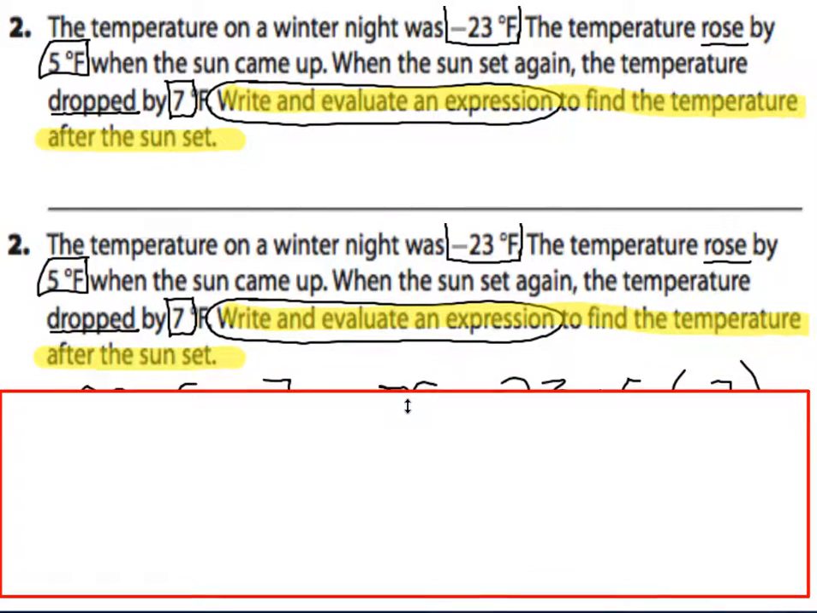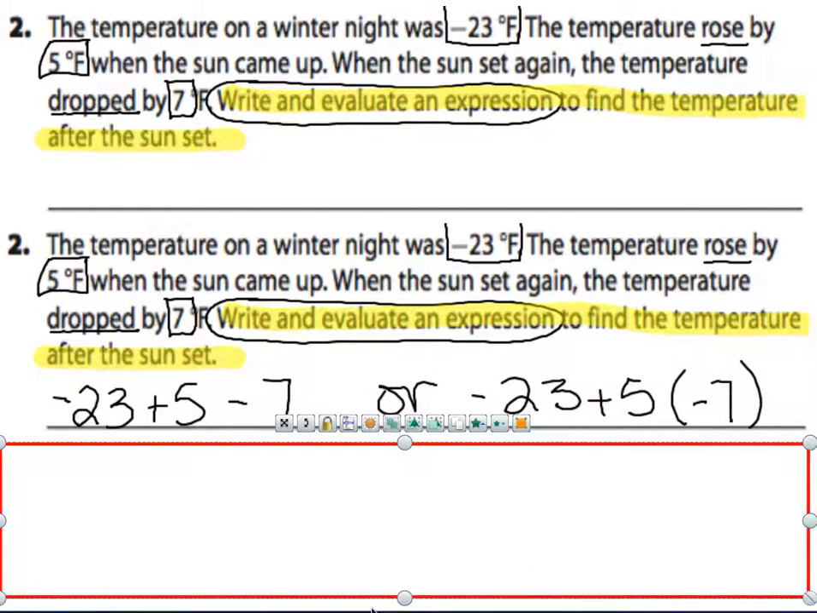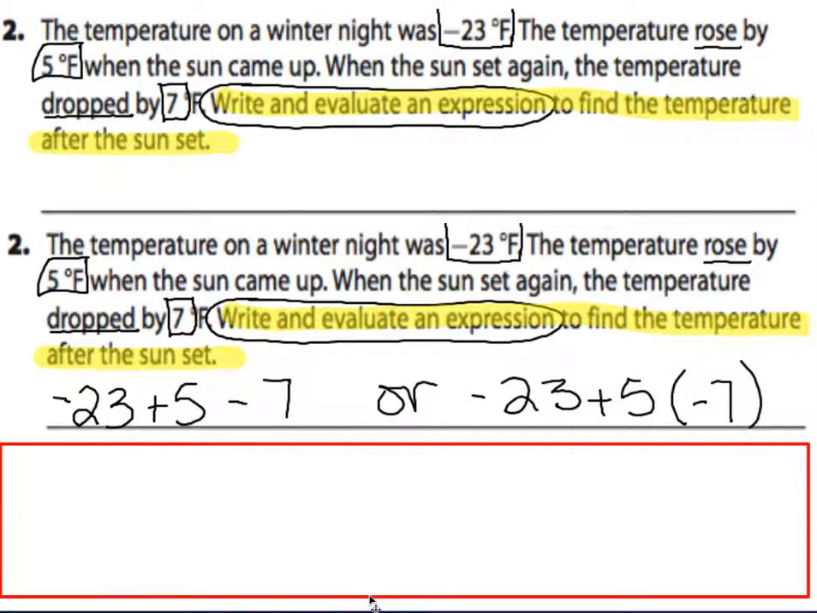All right, so here you should have come up with an expression of negative 23 because remember, that always tells us the start is negative or positive, and they already gave us the negative. So then negative 23 plus 5 because the temperature rose by 5 degrees and then dropped 7 degrees. So that dropped 7 degrees I can write as minus 7 or I can write it as plus a negative 7. Either of these is correct. They both mean the exact same thing.